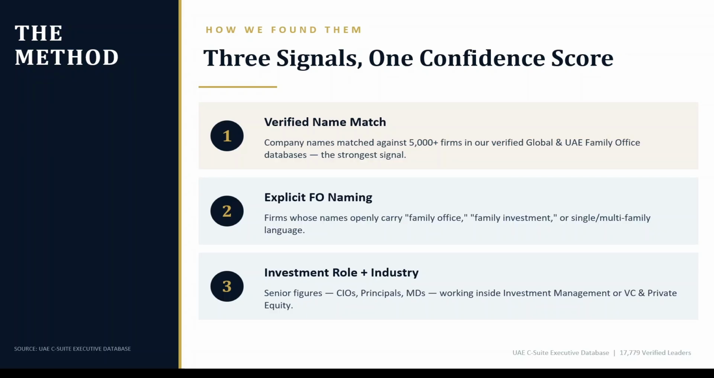Two, explicit family office naming. Firms that openly carry family office, family investment, or single or multi-family language in their descriptions or profiles on their websites. Again, there's a lot of cross-referencing to come up with this. It was an exercise that did take a while. I did use AI, but I used a premium AI service, not just a basic scrape.